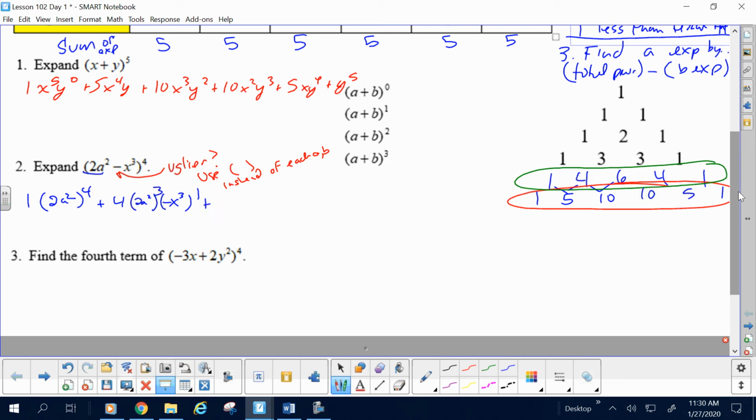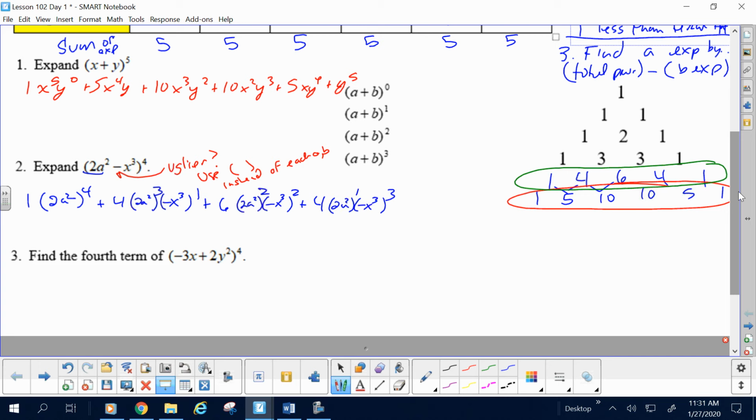Okay, the next one, what's the coefficient? 6, parentheses, parentheses. Now, what's the exponent of a? 2, and the exponent of b? 2, and in place of the a parentheses, 2a squared, in the b parentheses, x cubed or negative x cubed? Negative x cubed. Plus, what's the next one? 4, blank, blank, a's exponent? 1, b's exponent? 3. And again, put in the a, 2a squared, and the b, negative x cubed.